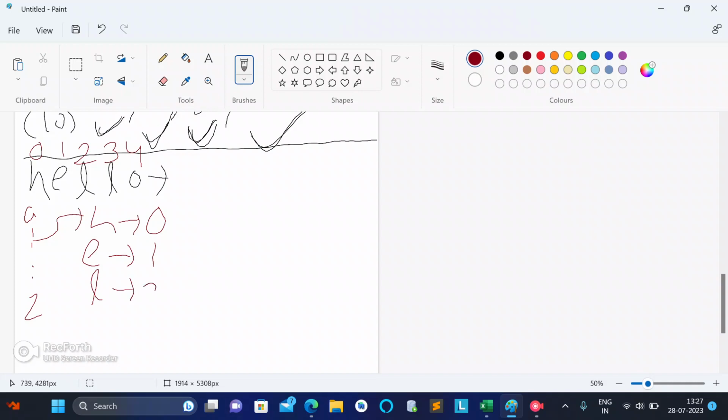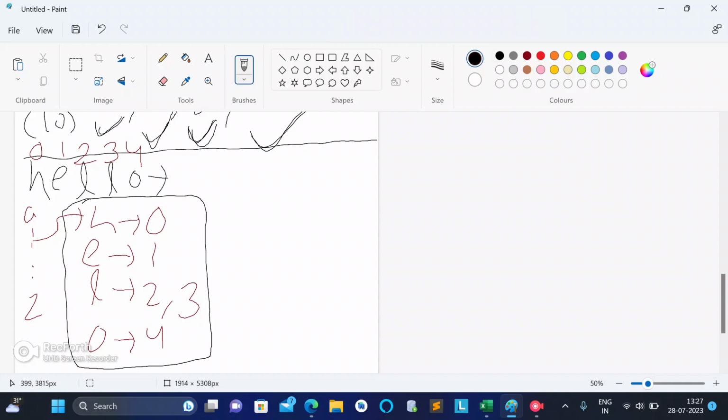There is something E. In E I will push 1. In L I will push 2 and 3. That is, the L character is present at second index and at third index. And at O I will push 4. So we had actually done three things.